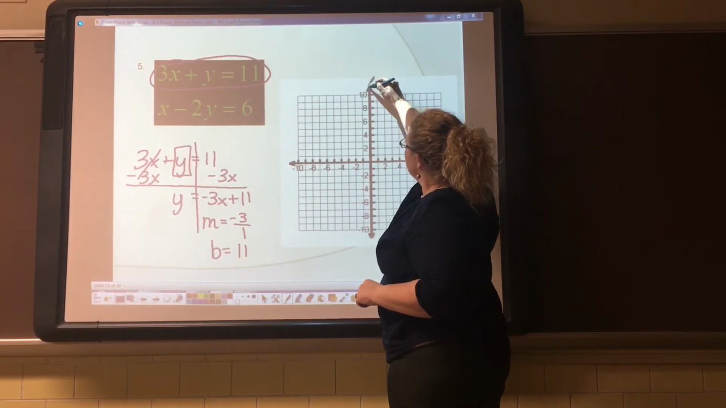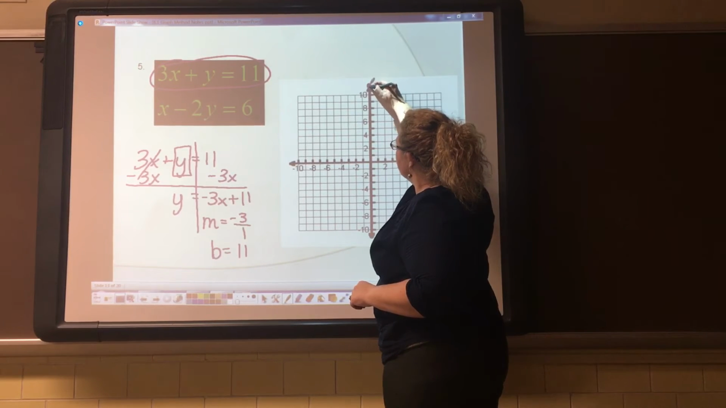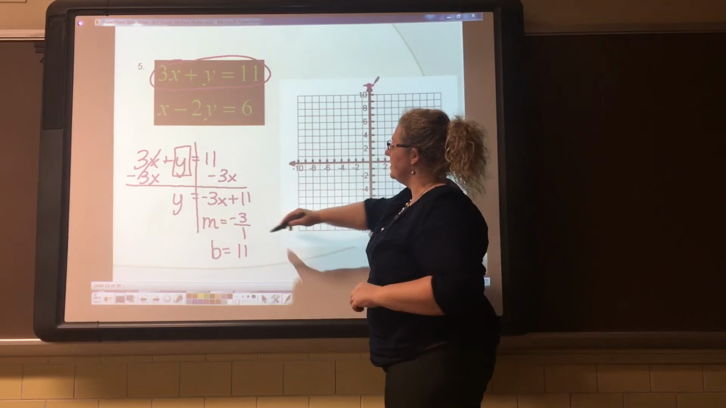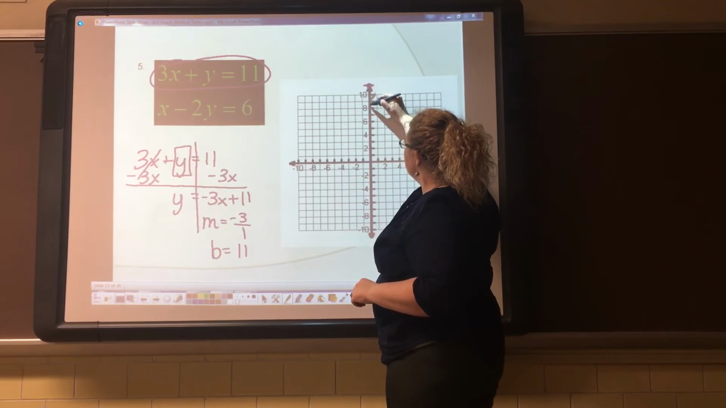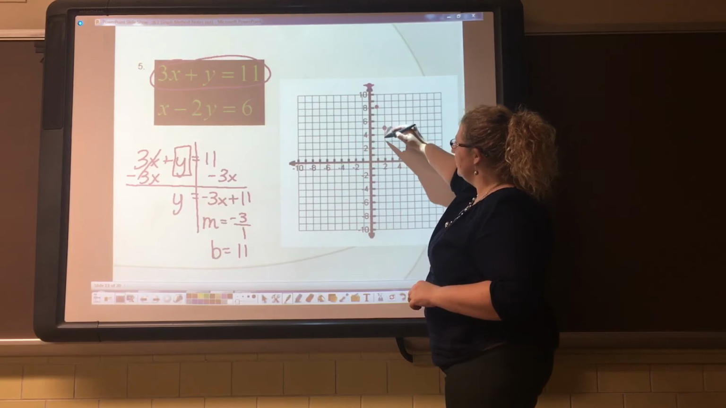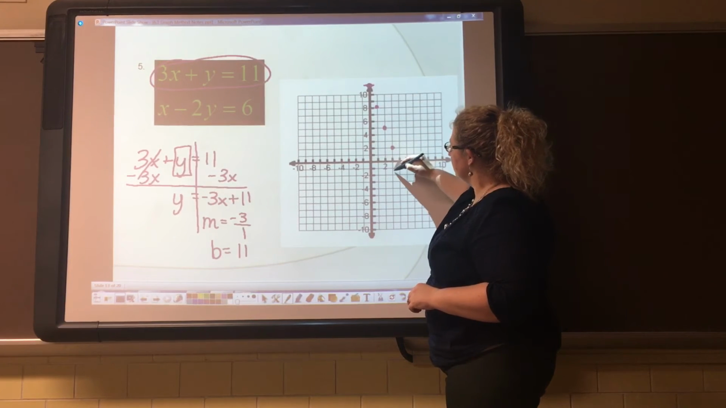All right, so let's go ahead and go over here. We're going to go up to 11. I know it's a little bit off your graph, but that's not that big of a deal. It's just the next line above it. And then we're going to go down 3 and over 1. Down 1, 2, 3, over 1. Down 1, 2, 3, over 1. We're going to keep that pattern going.